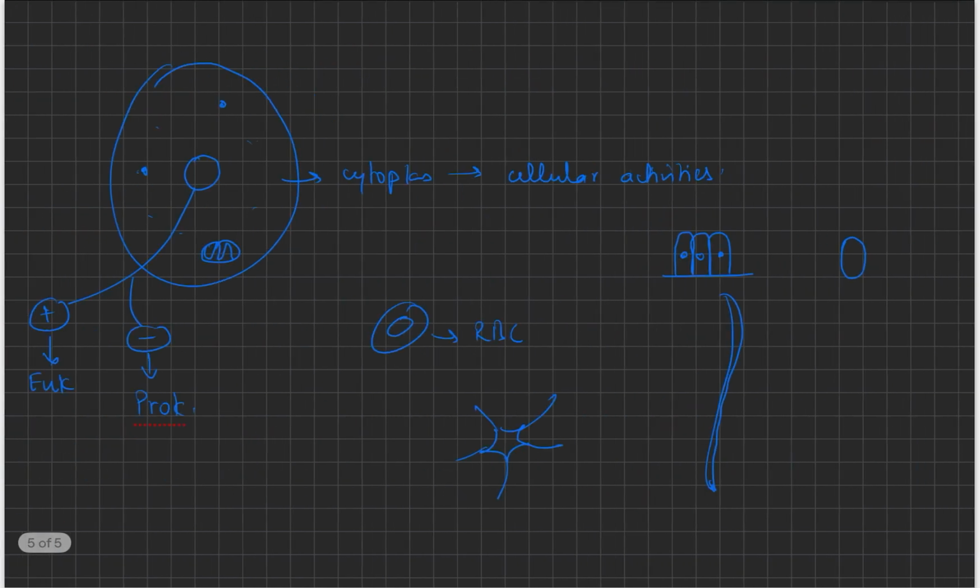Ribosomes, cell organelles. Mostly ribosomes are present in both prokaryotes and eukaryotes. It is a non-membrane bound organelle where protein synthesis takes place, which helps in protein synthesis.